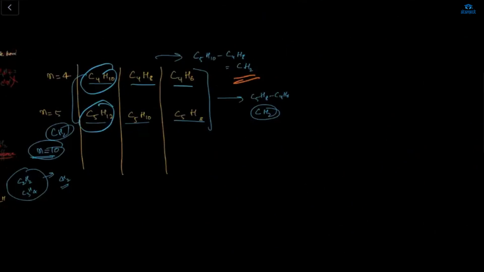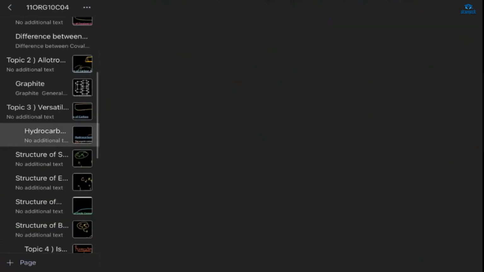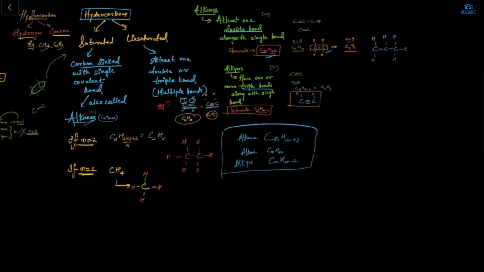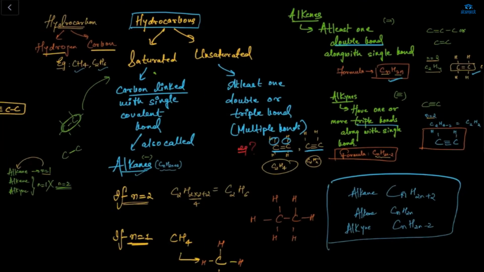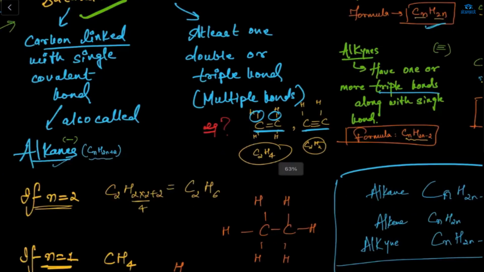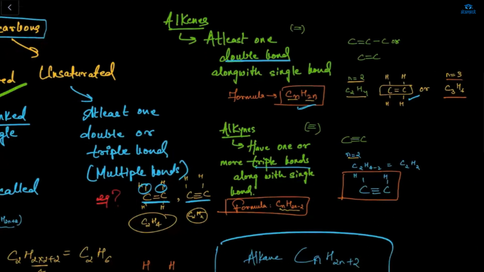So what we discussed about hydrocarbons: hydrocarbon means hydrogen and carbon. Saturated means single bond, meaning alkanes. Unsaturated means double as well as triple bonds, alkenes and alkynes. And we saw some examples. If we take n equals 1, n equals 5, then we get a lot of examples. Here in alkene, at least one double bond should be there.